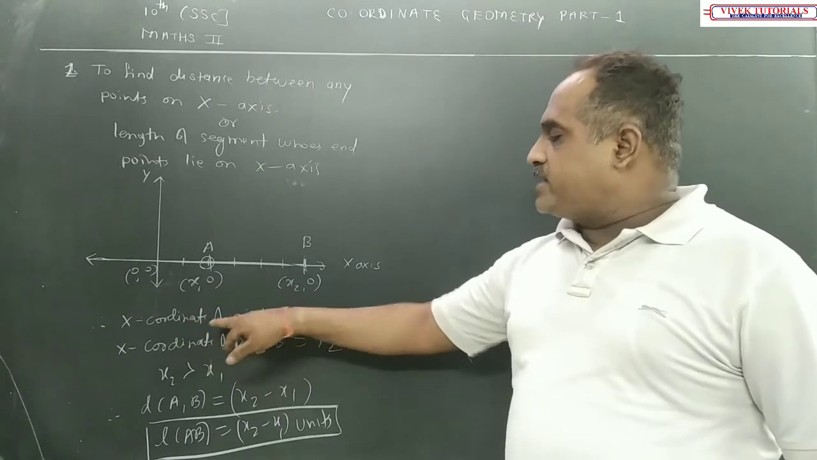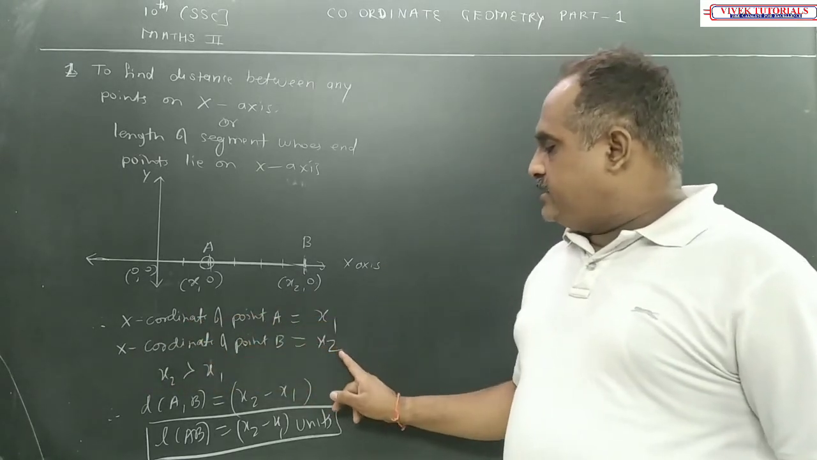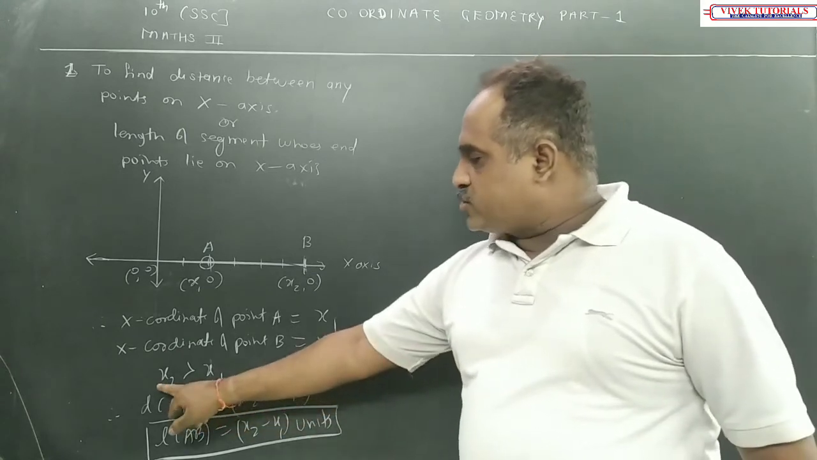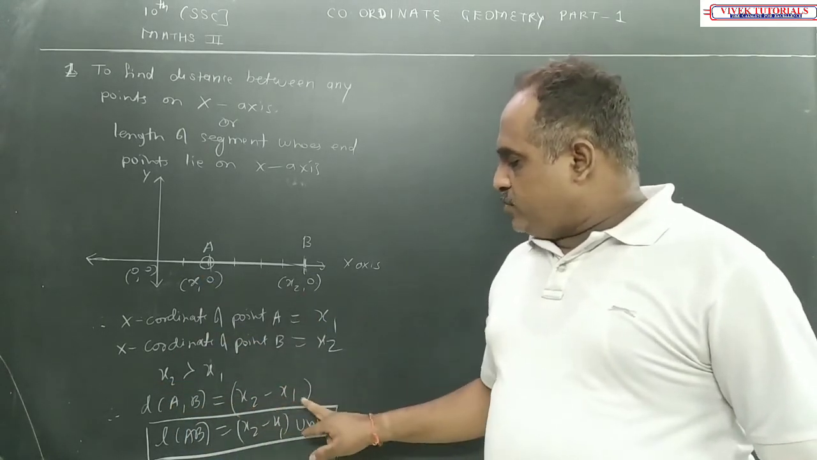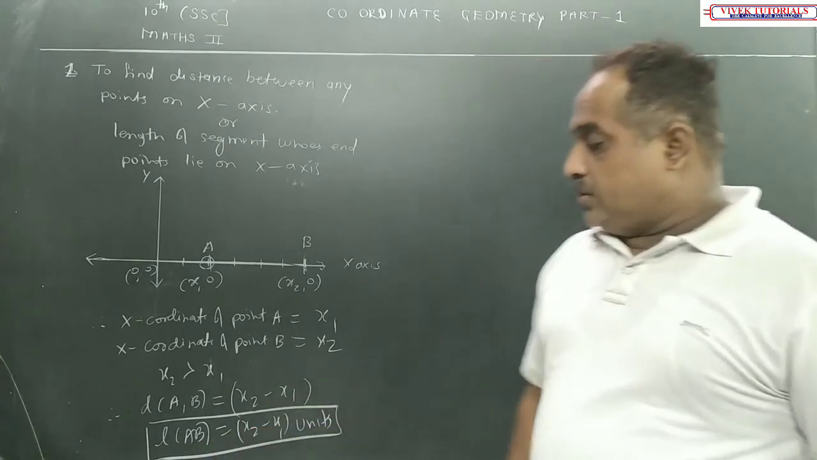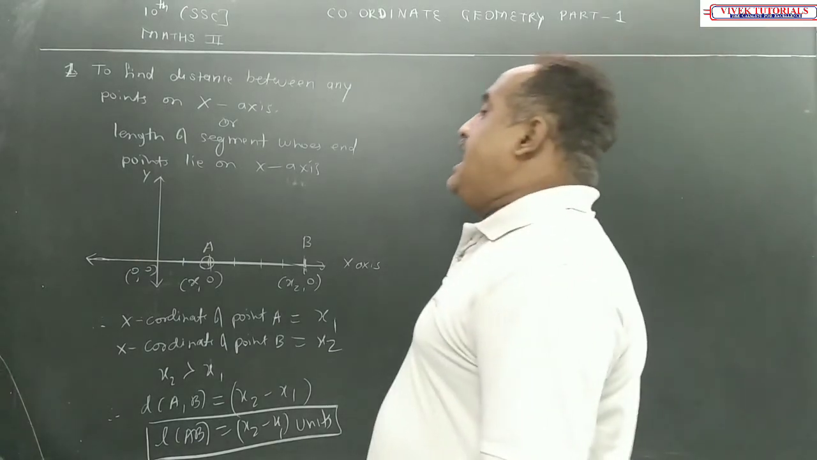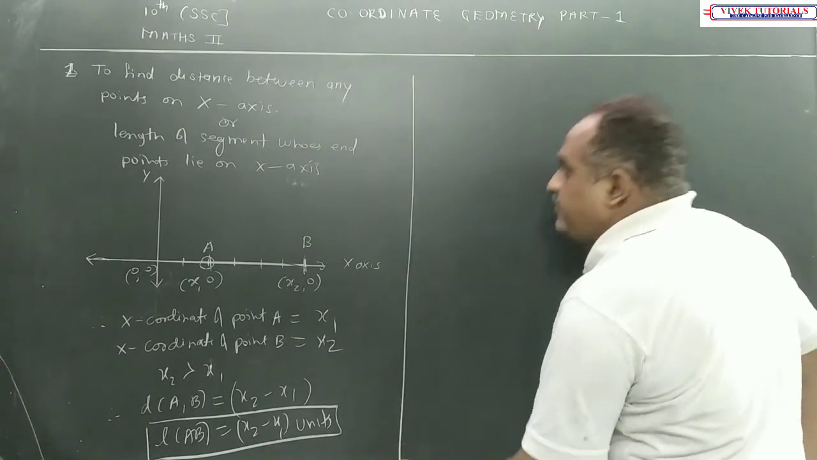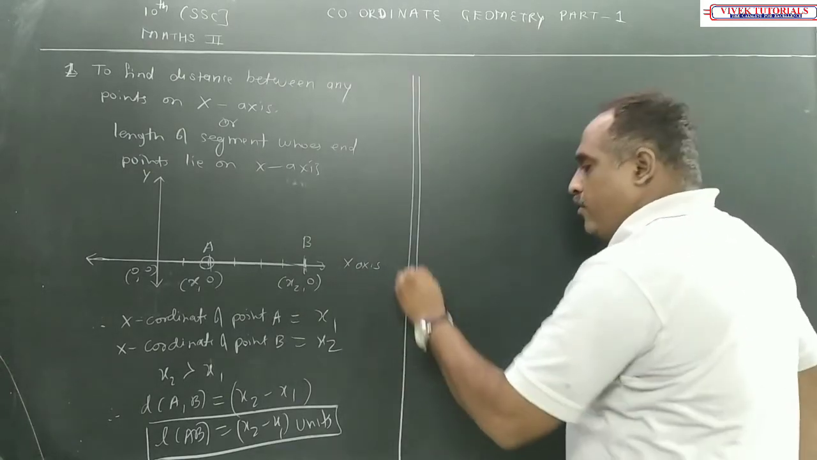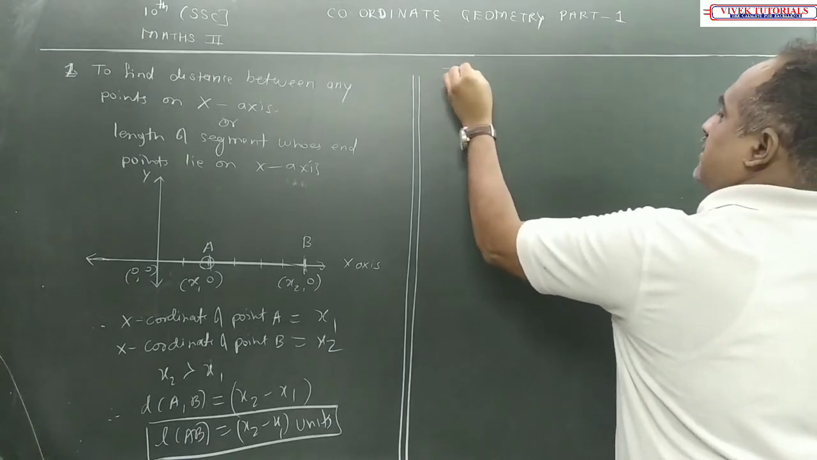So what is the x coordinate of A? x1. The x coordinate of point B is x2. So x2 is greater than x1. So what is the distance AB? x2 minus x1. So length AB is equal to x2 minus x1. Have you understood this? Now the second thing, which is very important, is to find the distance.